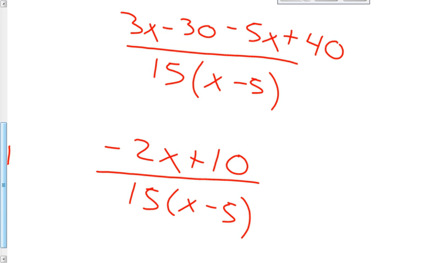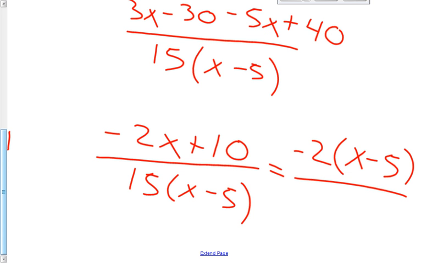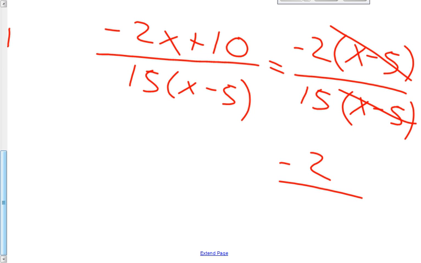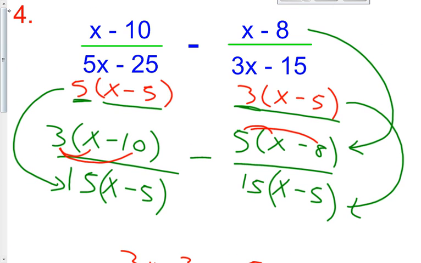Now always, class, factor as much as you possibly can to see if any other like factors reduce. So you can take out a negative 2 in the numerator, and then you're left with a positive x and a negative 10. Oh, sorry, negative 5. That divided by 15 times the quantity x minus 5. Whew! x minus 5s, x minus 5s, you're gone. So now all we have left is a negative 2 over 15. A negative 2/15 is our answer for problem number 4.